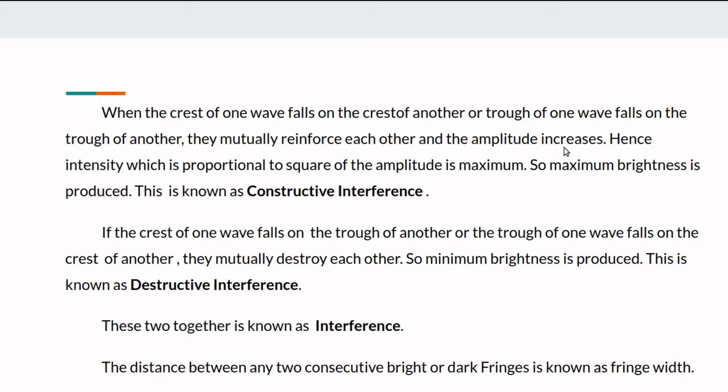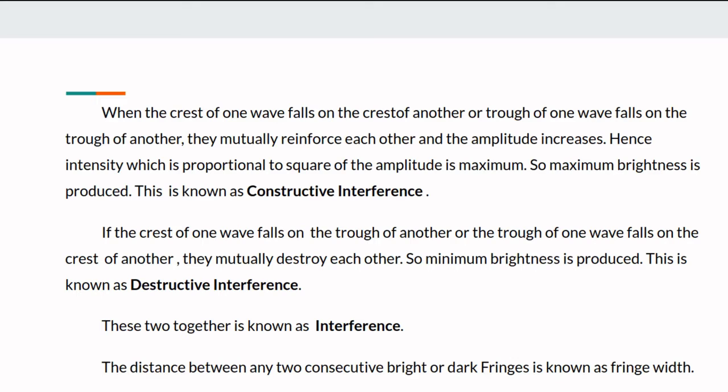Hence, the intensity, which is proportional to the square of the amplitude, is also maximum. At that point, maximum brightness is produced and a bright band is formed. This is known as constructive interference. Therefore, constructive interference takes place when two crests superimpose each other or the trough of one wave falls on the trough of another.